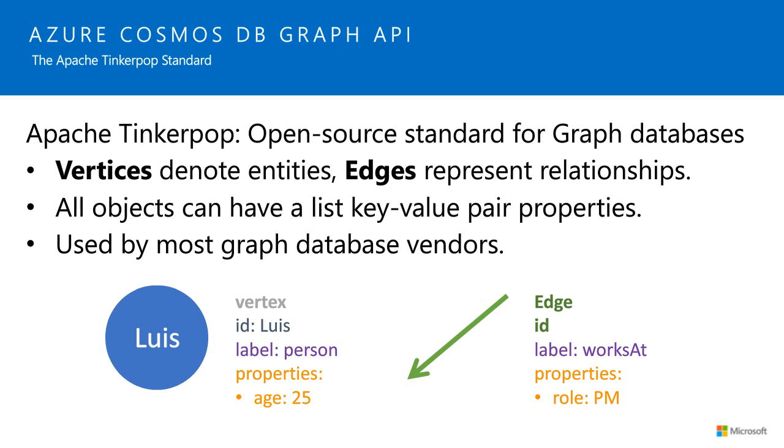And we chose this standard because this is a standard that is used by most graph database vendors. Neo4j has its own standard, but a lot of the open source on-premise graph databases have implemented a sort of Gremlin support as well.